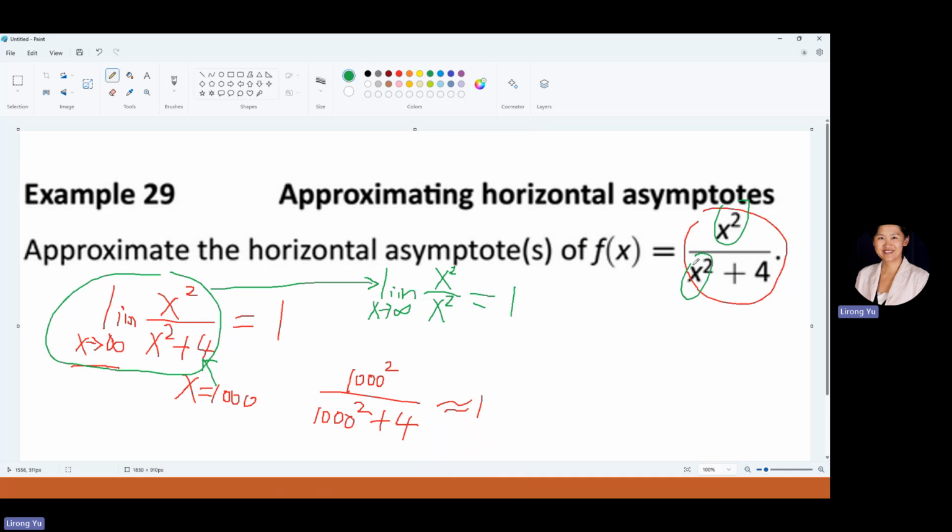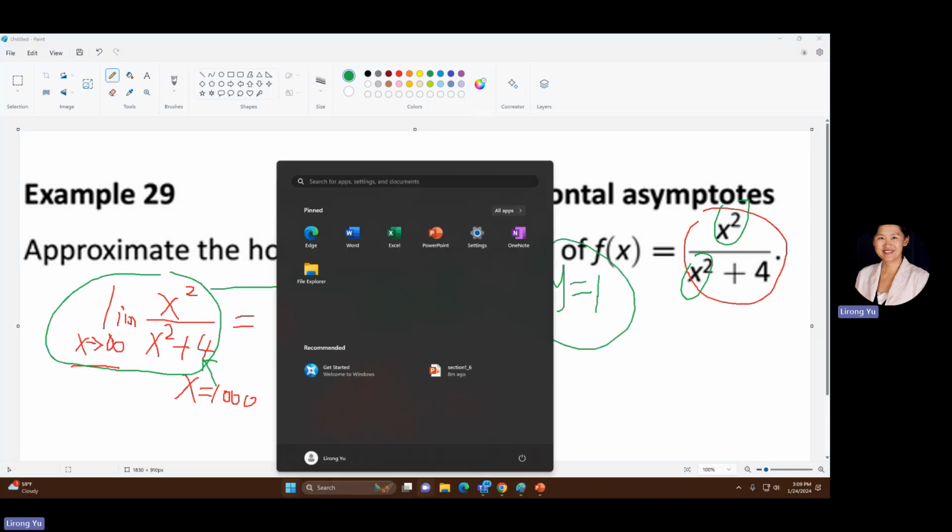Another way to look at it. This is more or less an analytical way to look at the limit, using a number to represent a limit. Another way, of course, is to graph it and see on the far right what the behavior is. This function has a horizontal asymptote of y equal to 1. That's the asymptote.